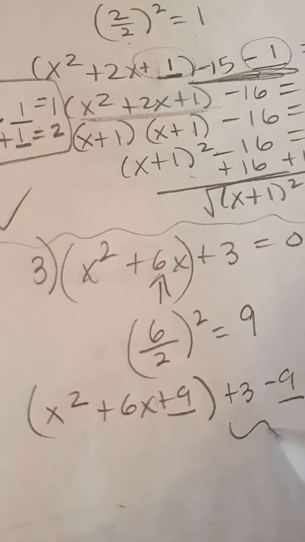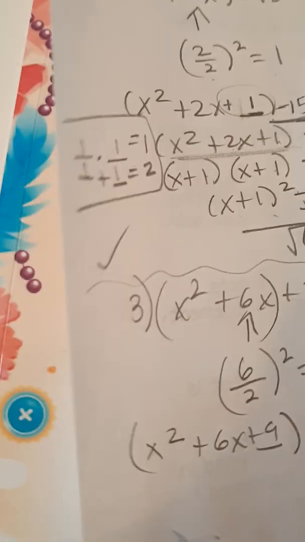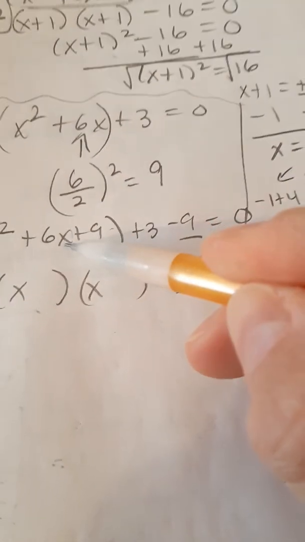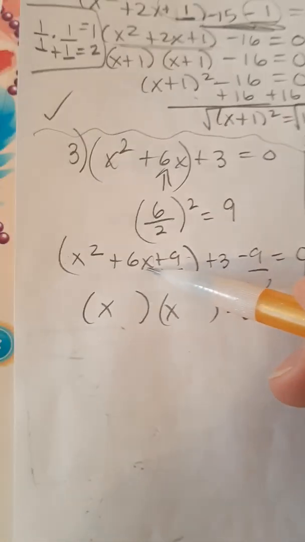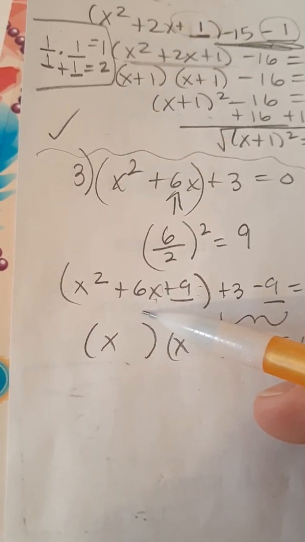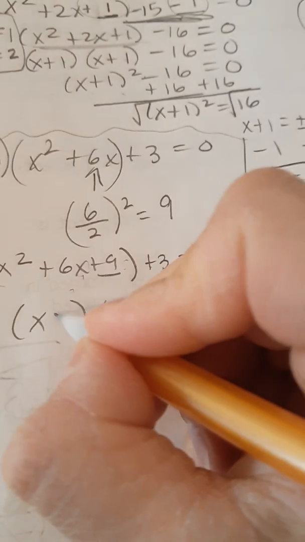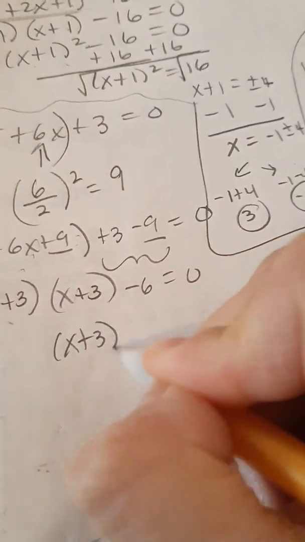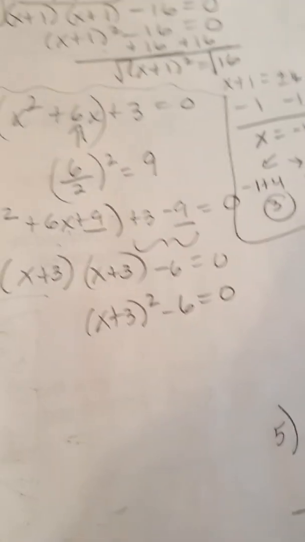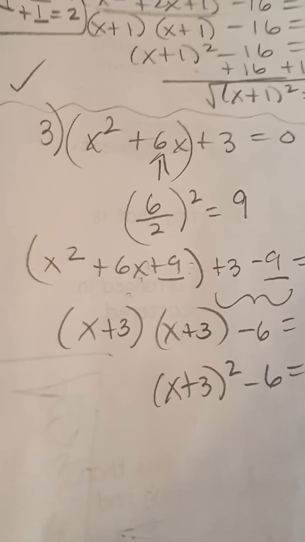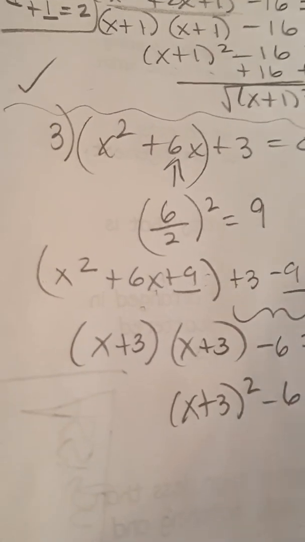So let's clean this up. 3 minus 9 is negative 6. And now you have to say to yourself, what is going to multiply to 9 and add to 6? And it's the same number. Multiplies to 9 and adds to 6. 3 and 3. Good, good. So now because there's 2 of them that are the same, you have x plus 3 squared, minus 6 equals 0.